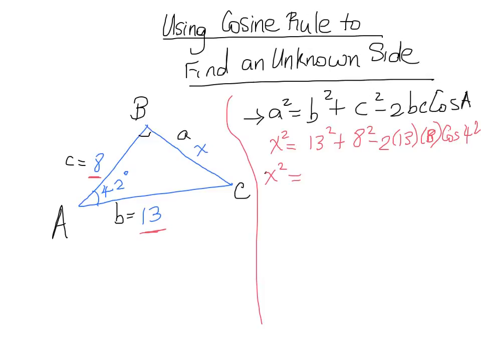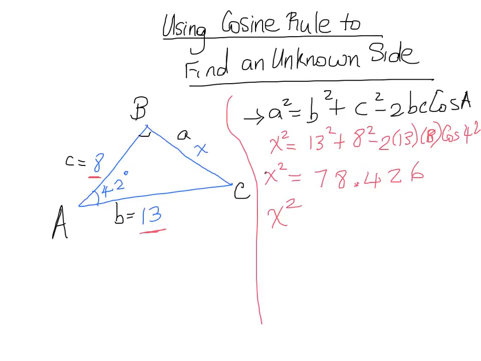So while you're doing it, I'll do it as well. I have 13 squared, I'm typing this into my calculator, plus 8 squared, minus 2 times 13 times 8 times the cosine of 42. Once it's all in, I have here that x squared will be 78.426 approximately. But that's not our final answer, because that's the value of x squared.